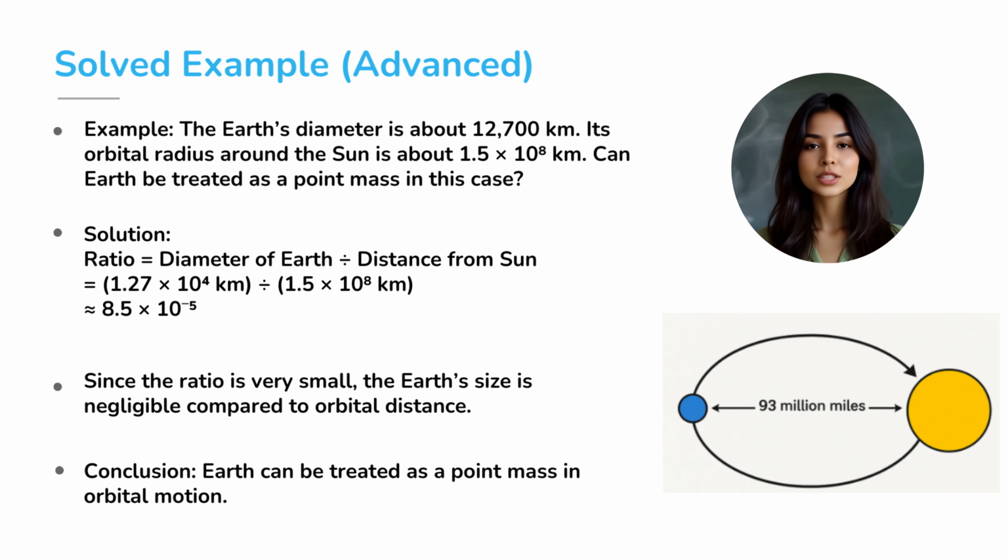Since this ratio is extremely small, the Earth's size is negligible compared to its orbital distance. Therefore, yes, Earth can be treated as a point mass in orbital motion. This simple calculation shows the power of approximation in physics.